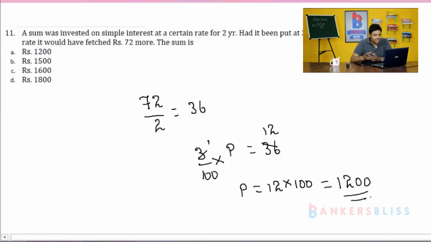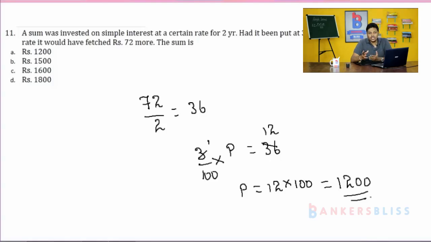So per year it is 36. So 3% on what amount? If you calculate 3% you get 36. So the first option is 1200. 3% means 1% into 3. So 1200, 1% means 12. 12 into 3, 36. So we got 36 as the answer for option A. Therefore 1200 is your final answer.